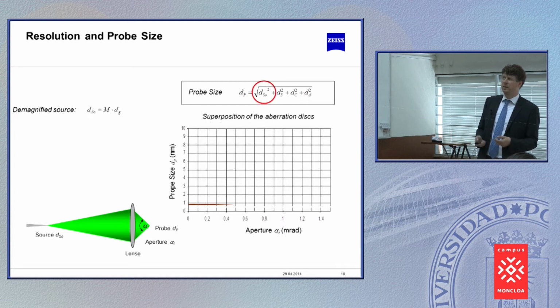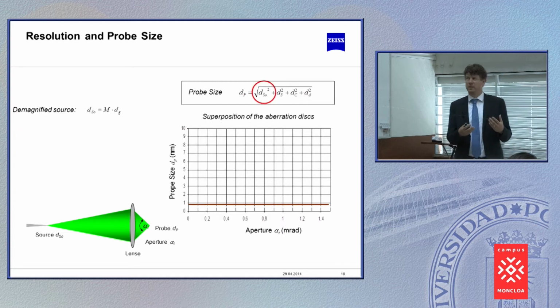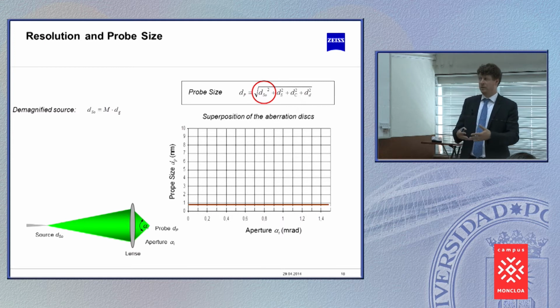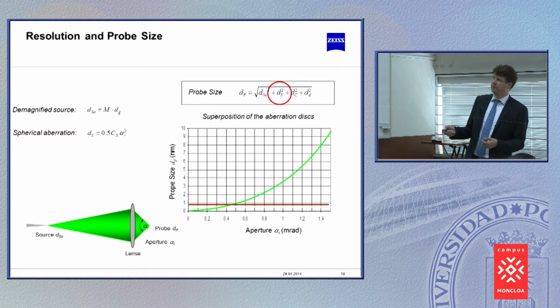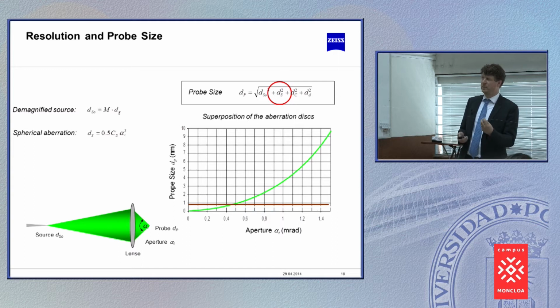First, you've got a demagnification summand. So you have to demagnify your source, the image of your source. This is a constant. And you've got the spherical aberration. This goes with the power of 3. You see, this is the green line here, the green curve. This will also limit the probe size.